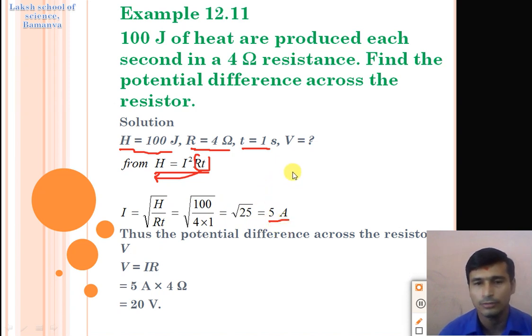So now what is the potential difference across the resistor? The potential difference across the resistor is calculated with the help of Ohm's law. V is equal to I into R. So I is 5 ampere and the resistance R is 4 ohm. We get the potential difference as 20 volt. So the potential difference across the resistor is 20 volt.